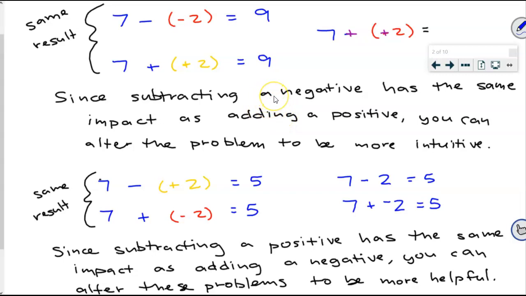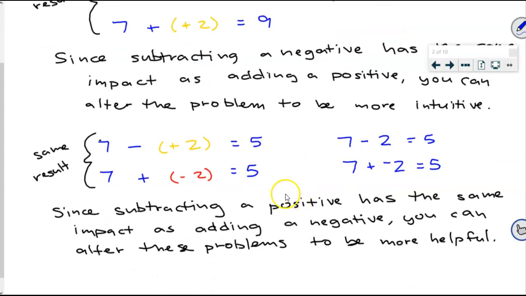So remember, taking away rocks makes the basket go up. We can also make the basket go up by adding balloons. So since they have the exact same result, taking away a negative has the same result as adding a positive, we can change subtracting a negative to adding a positive. We can make that change ourselves. When we do that, it makes the problem more intuitive. It makes it easier for us to just mentally be able to handle without having to do some mental gymnastics.